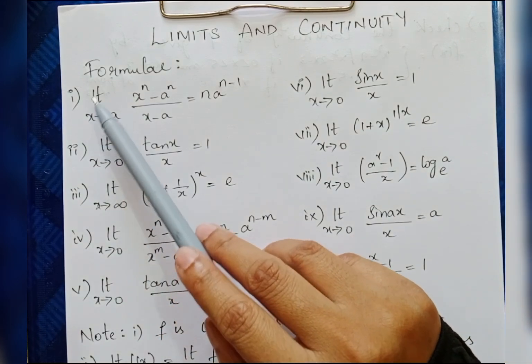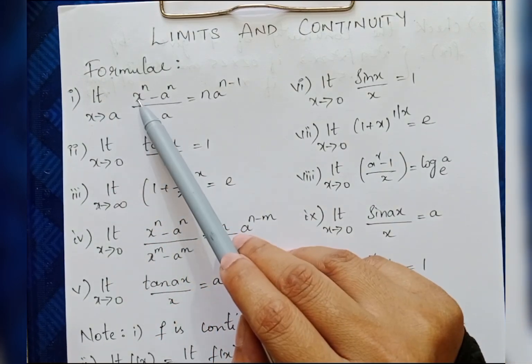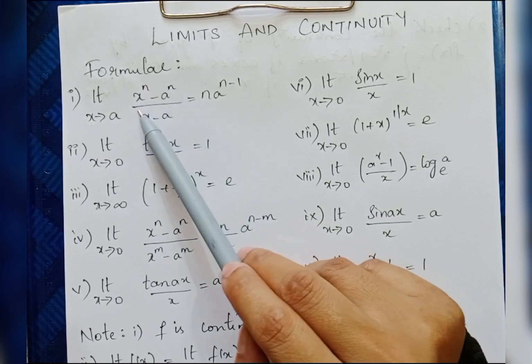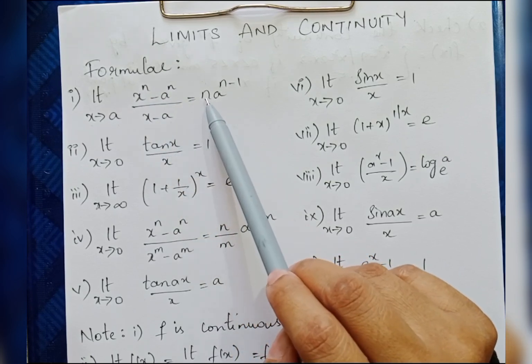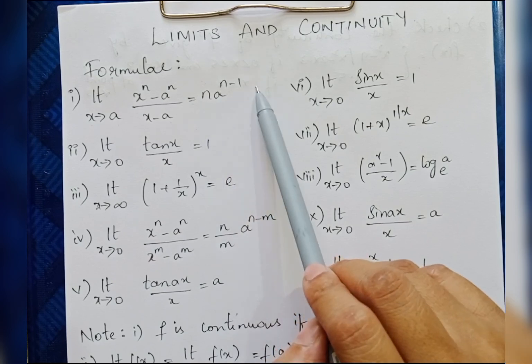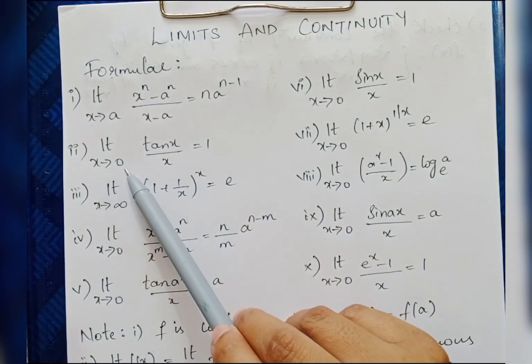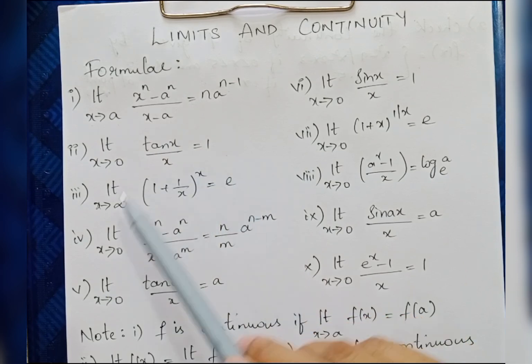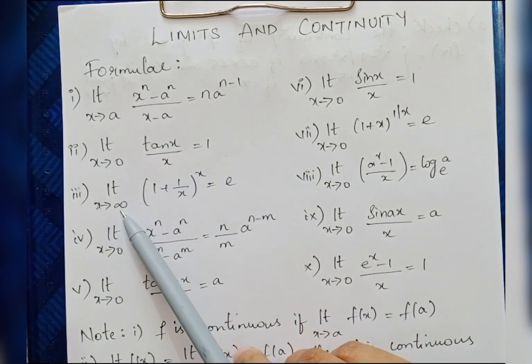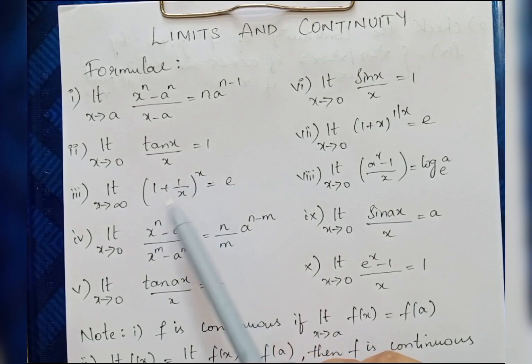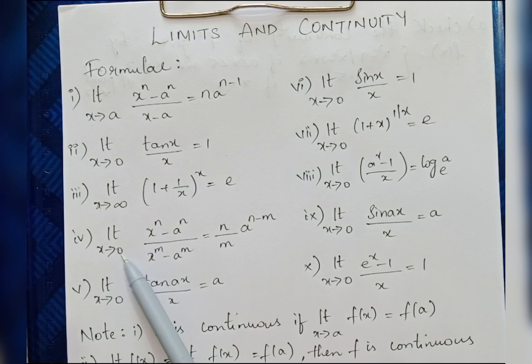So the first formula is: limit x tends to a, (x power n minus a power n) by (x minus a) is equal to n into a power n minus 1, and limit x tends to 0, tan x by x is equal to 1. Limit x tends to infinity, (1 plus 1 by x) whole power x is equal to e. Limit x tends to 0, (a power n minus a power m) by (x power n minus x power m) is equal to n by m into a power n minus m.